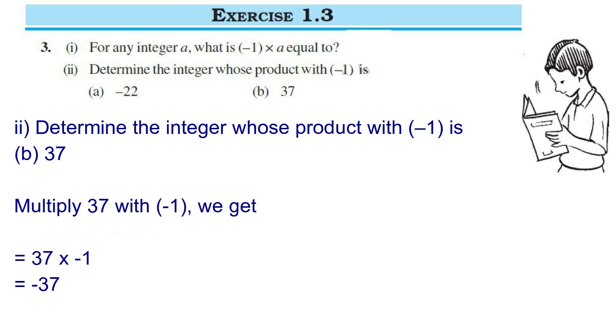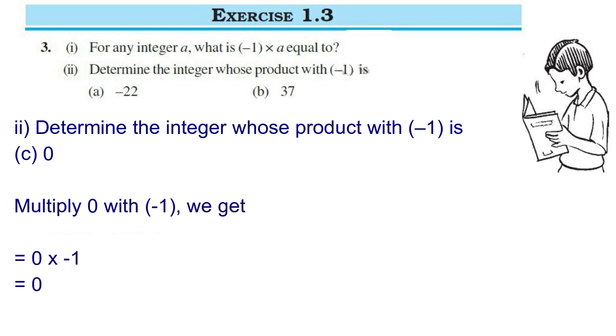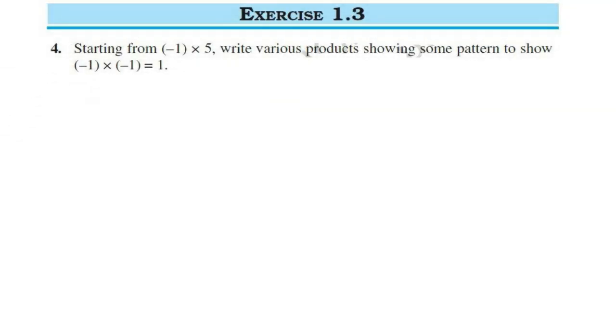Go to the next problem, 0. How do we get the product value 0? If we multiply 0 into minus 1, we get 0. If we multiply any number with 0, then we also get 0. Go to the next problem, problem number 4.